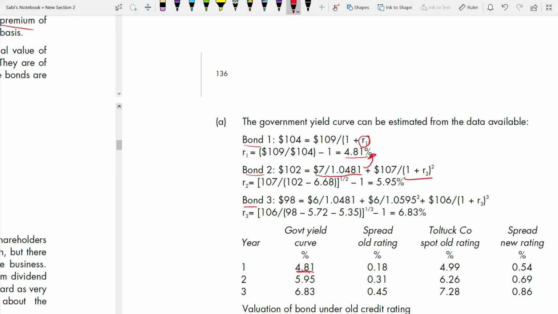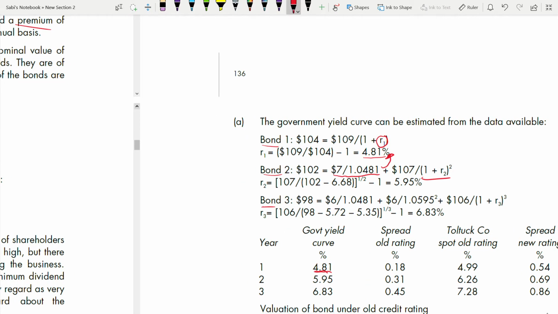Okay, so here it is, I'm writing from here: 102 equals 7 divided by 1.0481 for the first year, plus for the second year it will be 107 divided by... I don't know the rate for the second year. We have to find it out. So now, if I have to make R2 the subject of the equation, how would I do that?